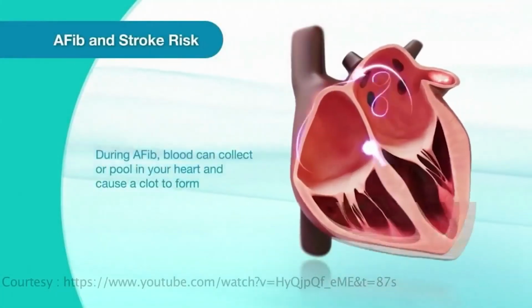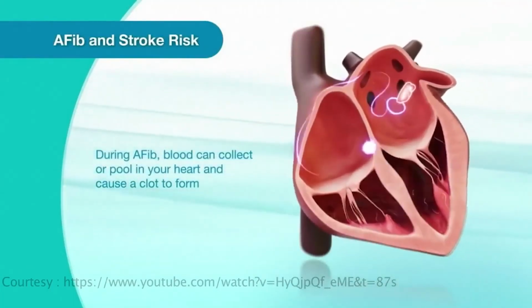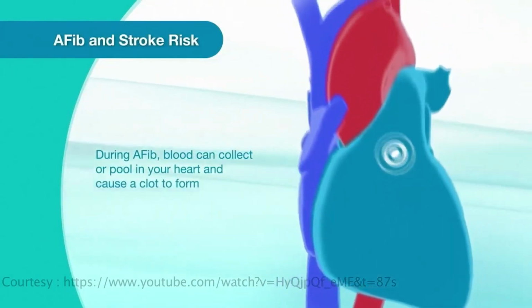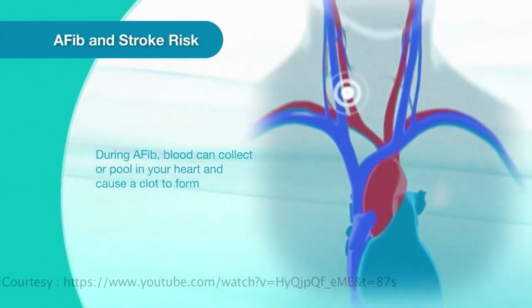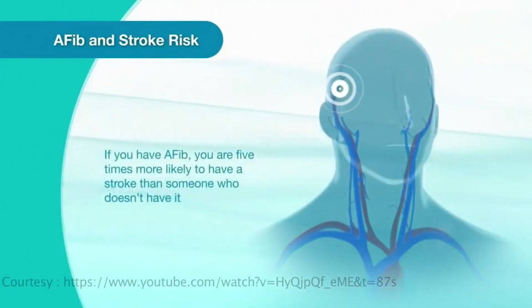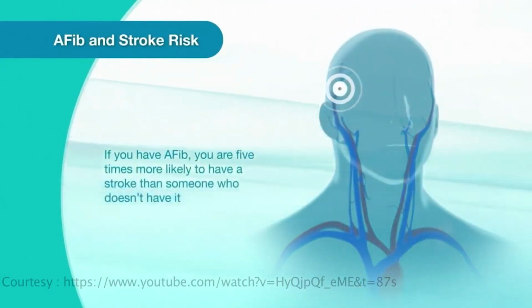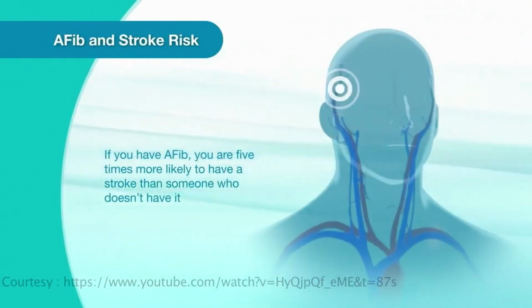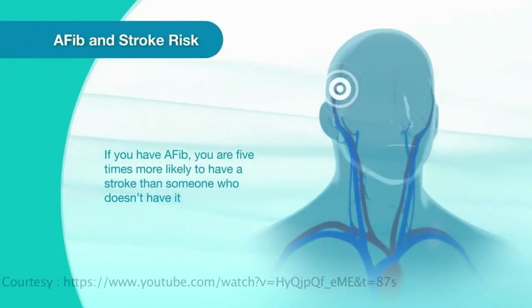During AFib, blood can collect or pool in your heart and cause a clot to form. If this happens, the clot can travel from the heart to the brain and cause a stroke. If you have AFib, you're 5 times more likely to have a stroke than someone who doesn't have it. It's important to talk to your healthcare provider about your risk of stroke and how to reduce it.